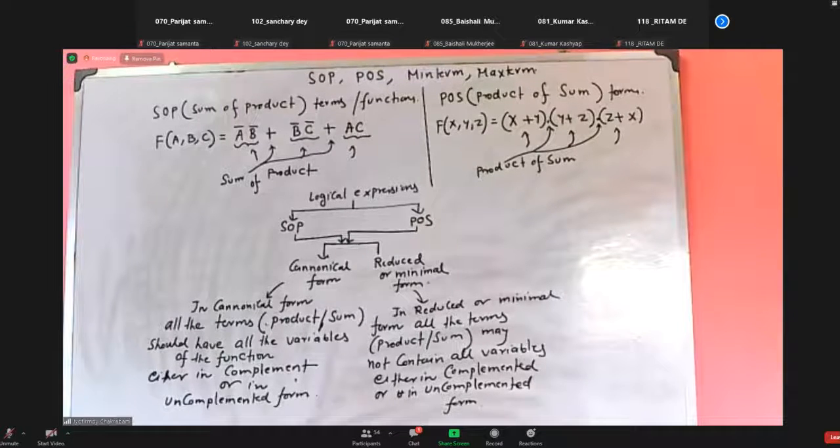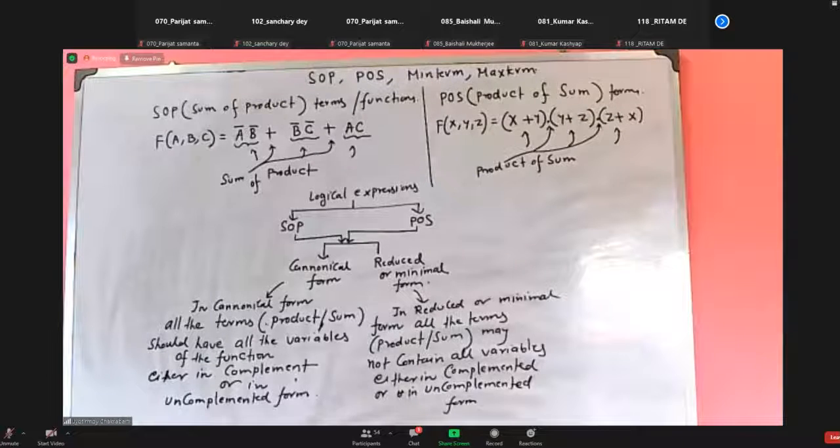So as in the case of POS, the function is also having three variables. But x plus y is missing z, y plus z is missing x, and z plus x is missing y. So both of them are not in canonical form, but they are in reduced form. Okay. So now we have to learn how to convert the reduced SOP to canonical SOP form.